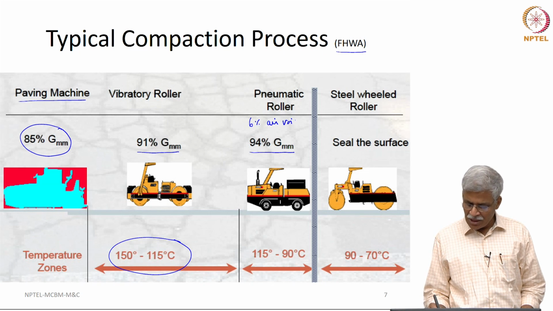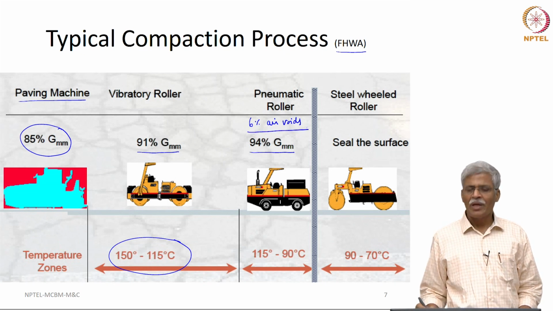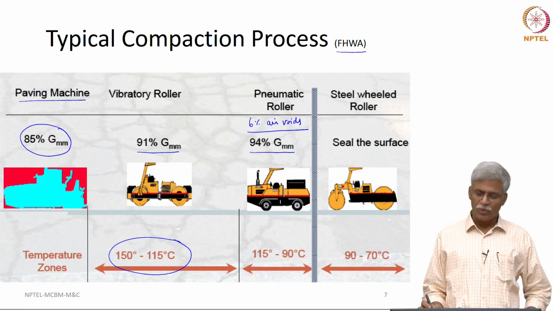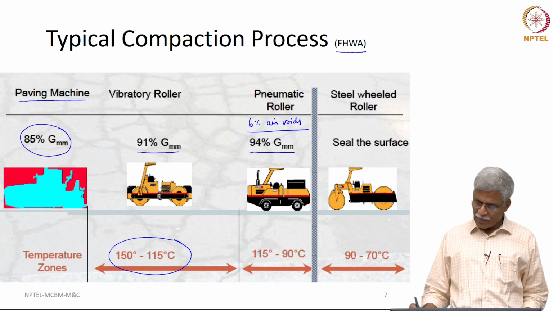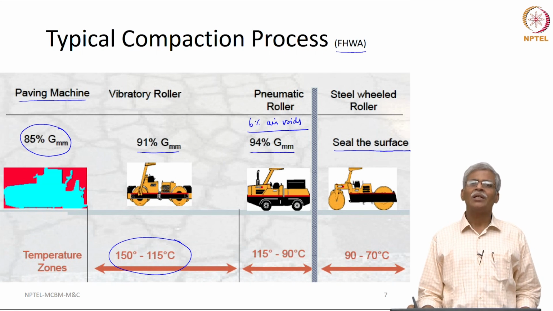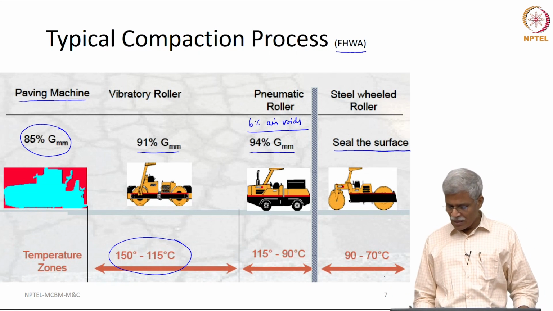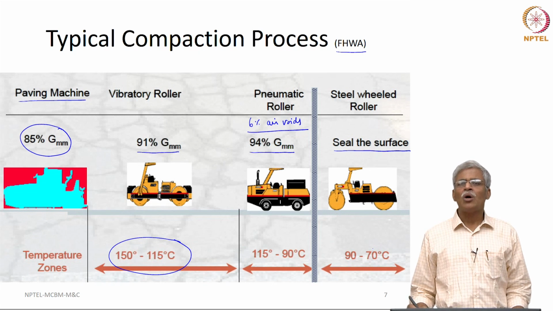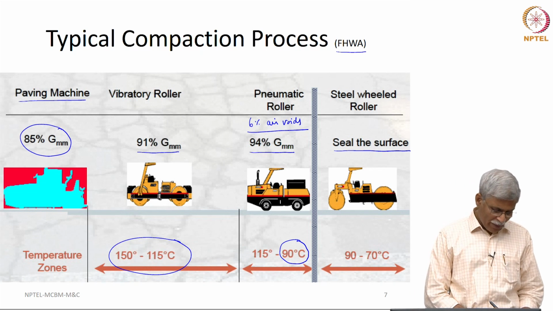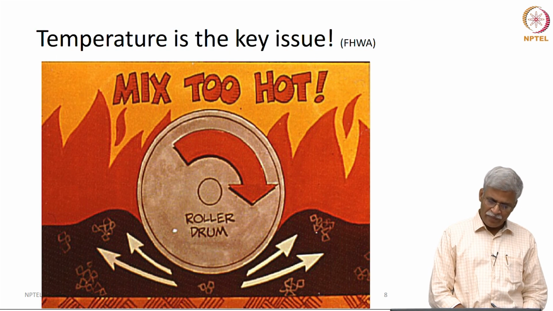Some specifications say that we should leave 8% air voids in the field, 6 to 8% air voids. So, we will stick to 6% air voids. So, this is what will happen, and after this compaction is over, typically sealing the surface and ensuring that it becomes impervious is done here, and so almost all the compaction operation is finished by 90 degrees centigrade. So, this is the compaction process that you notice here.